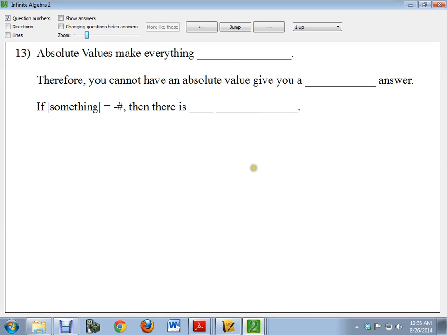All right, today we're talking about absolute values special cases. That is, when it doesn't really work out as normal. What happens is an absolute value makes pretty much everything positive. So if you put a number into an absolute value bar, then the answer that comes out will be a positive number. Therefore, you cannot have an equation where an absolute value gives you a negative answer.